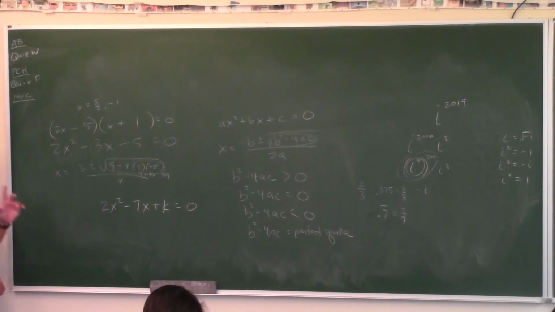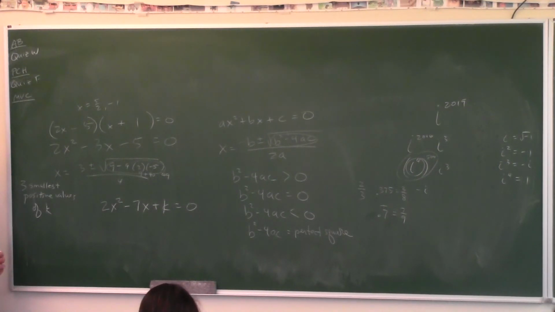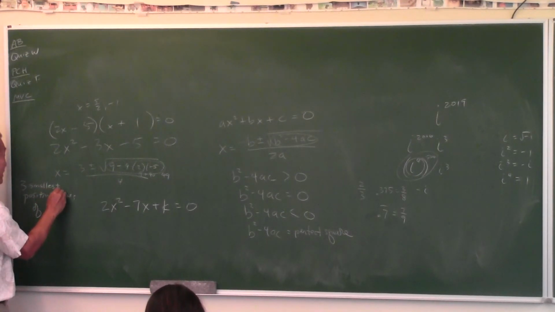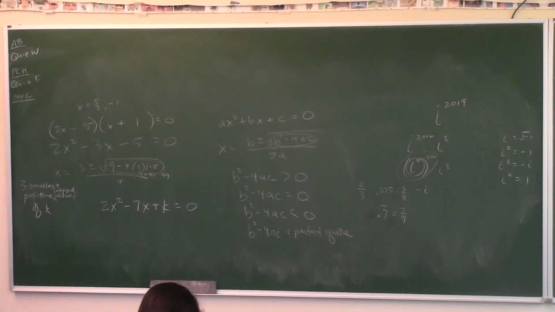Find me the 3 smallest positive values of k so that this will have rational roots. So what should I do? Should I just guess and check? Try the discriminant. Oh, not just smallest positive integer values, or integral values, that means integer. 3 words? And then just keep guessing and checking them. So go 1, no, 2, 3.